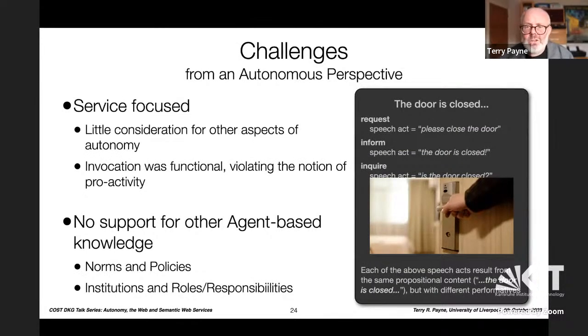Now, from an autonomy perspective, thinking about an agent perspective, much of this work lost its link to the notion of multi-agent systems and the idea of supporting agents. It was very much service-focused, but didn't necessarily consider the issues to do with autonomy. I mean, you could argue that an autonomous agent needs to know about its peers. It needs to be aware of their capabilities and potentially their roles. It needs knowledge about the norms of the environment, what is permissible and what is not permissible, and when a certain action becomes permissible.